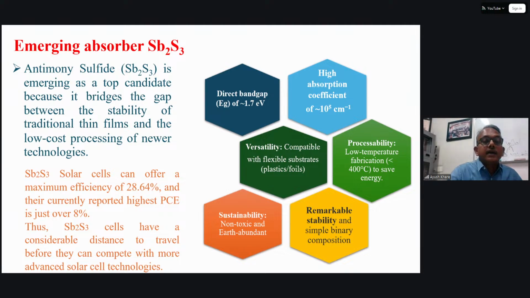And as I told you earlier, there is a limit to the efficiency that can be achieved with a particular solar cell. The limit for this particular solar cell is 28.64%, meaning these cells cannot be investigated for obtaining any efficiency more than 28.64%. Right. But currently their recently reported efficiency is only 8%.